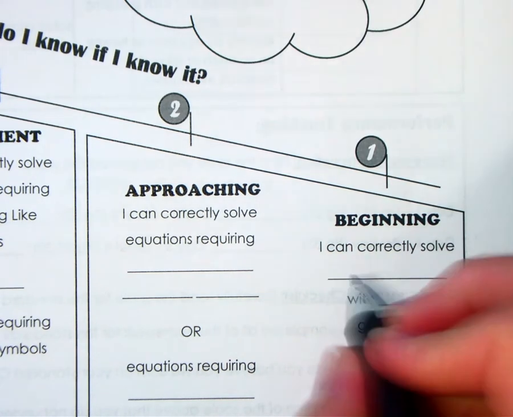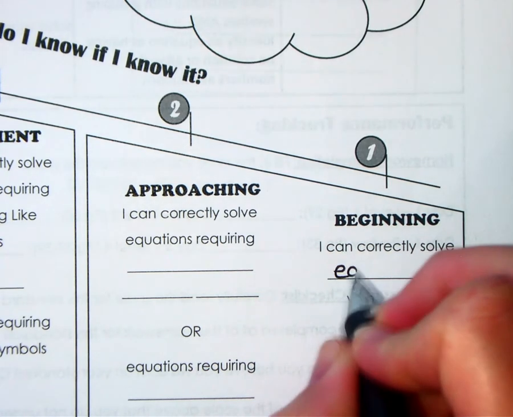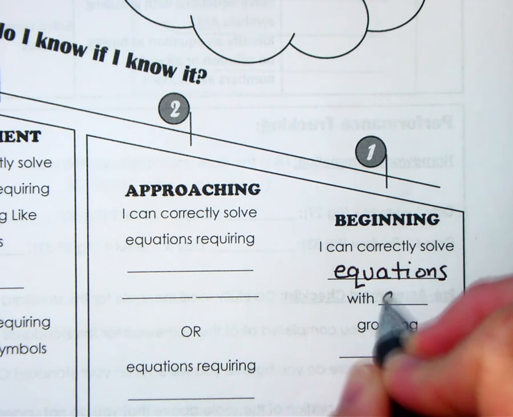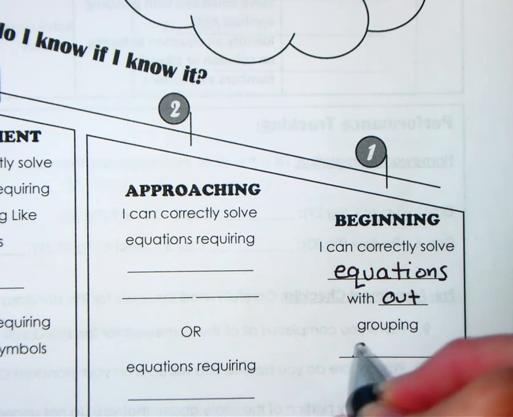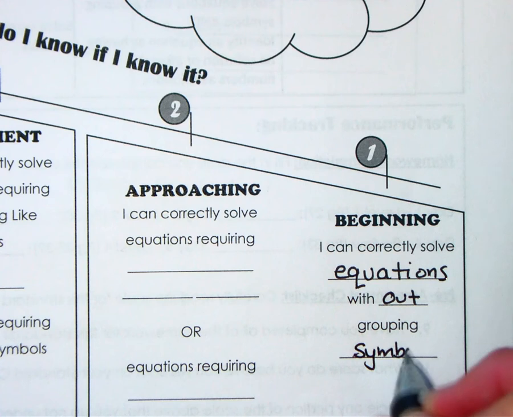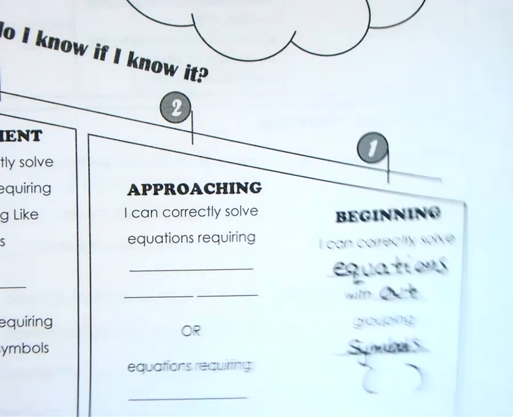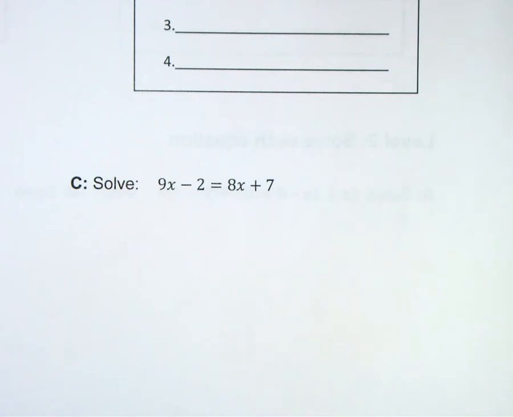And what we're going to do is we're going to correctly solve equations without grouping symbols, which just means parentheses. There's going to be no parentheses today when we do our problems, but there will be an X on both sides. Okay, so we're going to turn to page 29 and let's get started right away, level 1.